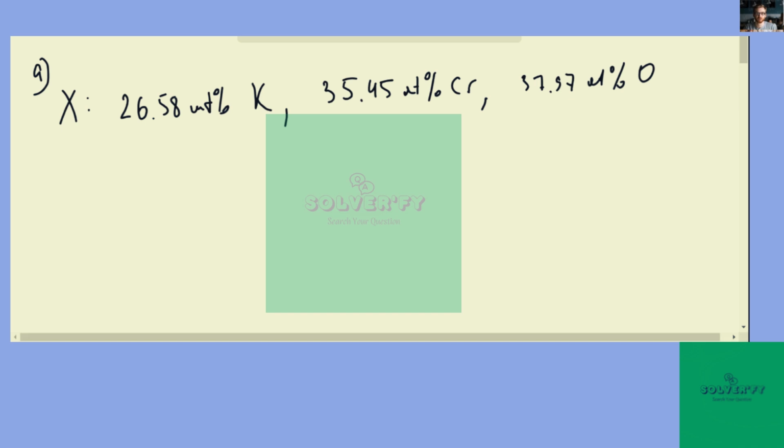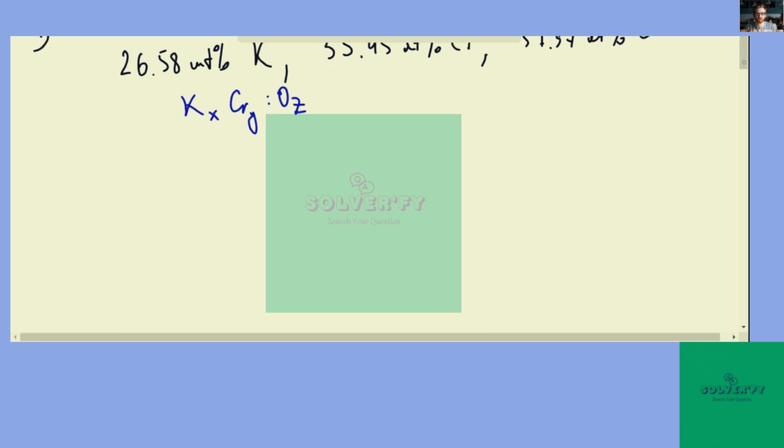We have to solve two problems. In the first problem, we have to determine the oxidation state of chromium in a compound with known weight fractions of each element. So here we have a compound which has a formula of K x, Cr y, O z. And now let's calculate X, Y, and Z.